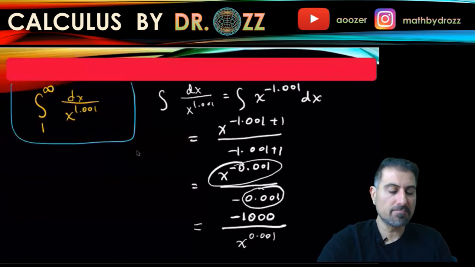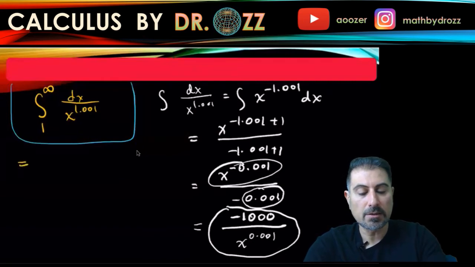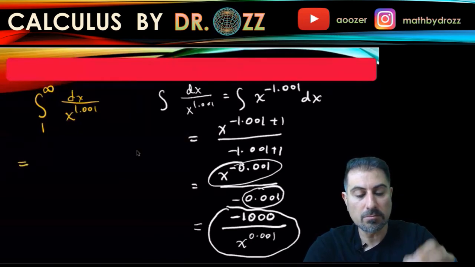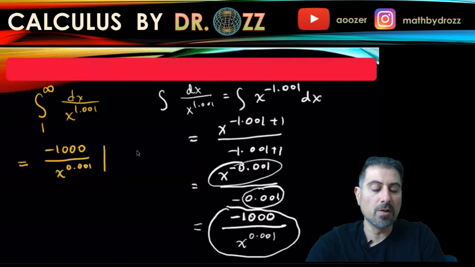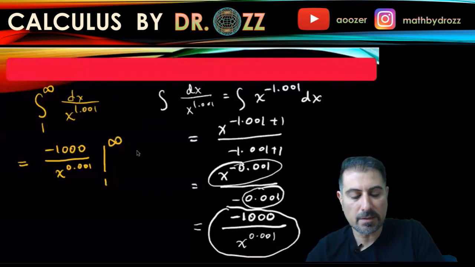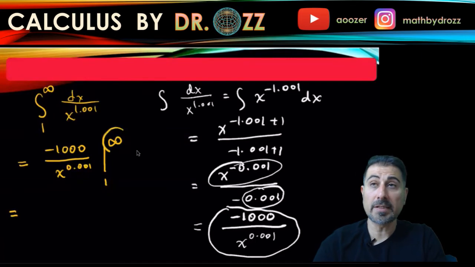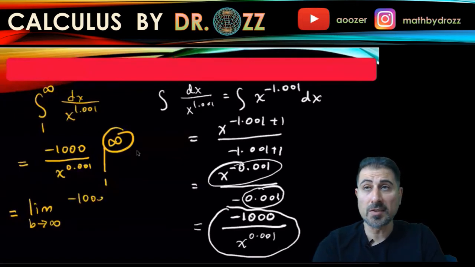I don't need to worry about the integration constant, because I'm going to use the result towards evaluating the improper integral here. So this integral is equal to negative 1000 divided by x to the power of 0.001, from 1 to infinity. We don't really plug in infinity as a number, so you write this expression in terms of limits. This is the limiting expression. So I'm going to use the limit as b approaches infinity of negative 1000, and now I'm plugging in b instead.